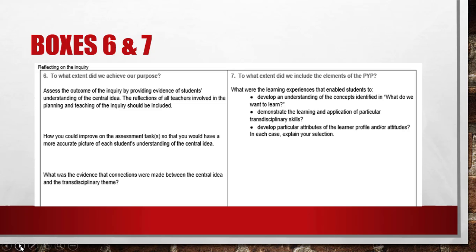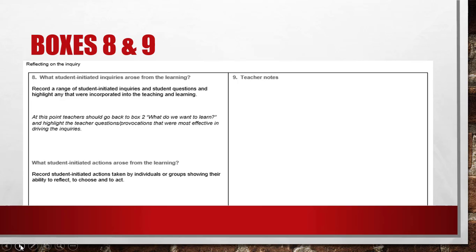Box 7 is, to what extent did we include the elements of the PYP? So again, we're going back to the learning experiences, transdisciplinary skills, the attributes, the learner profiles, and our attitudes. Boxes 8 and 9. Box 8 is really about the student-initiated activities that arose from learning, the questions that they had, and also what kind of actions arose. Did they go home? Did they ask their parents about something, maybe about the commercial? Did they come back? Did they do a little project on their own? This is the box where you would write all of that down.